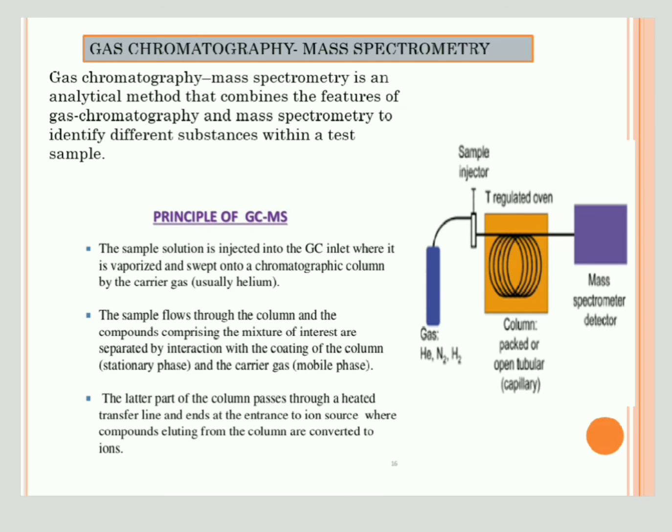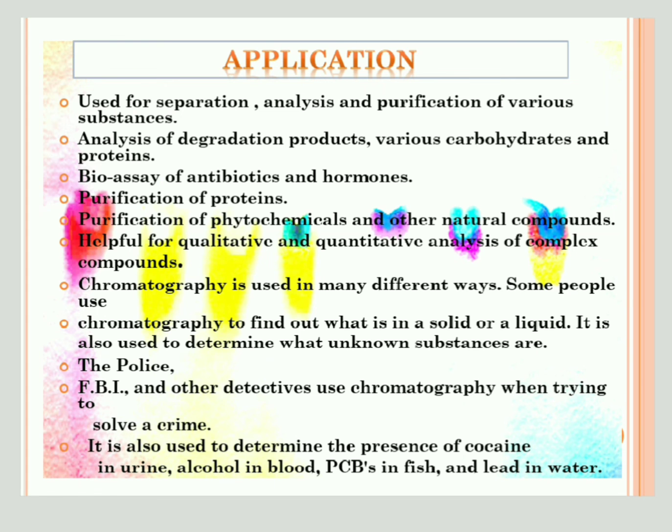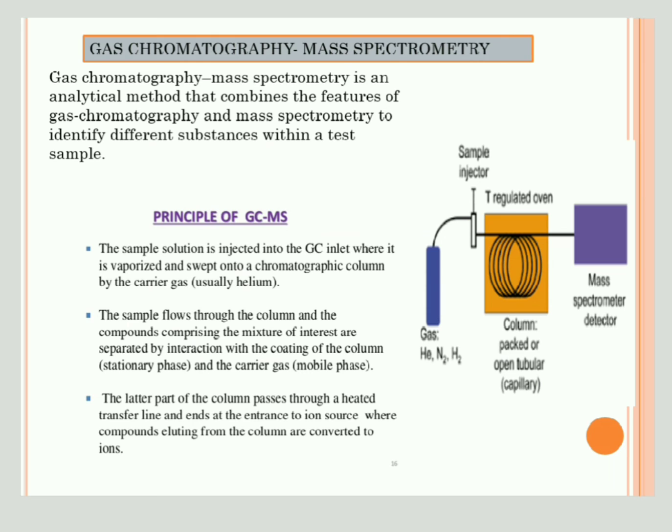Then gas chromatography mass spectrometry and liquid chromatography mass spectrometry. I will not go into much detail here, only a small introduction of both topics. Gas chromatography mass spectrometry is an analytical method that combines the features of both gas chromatography and mass spectrometry. We can call it GCMS.